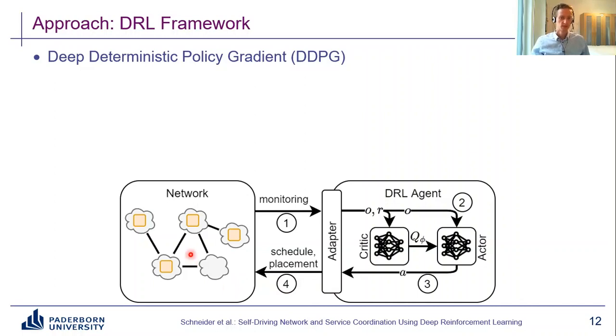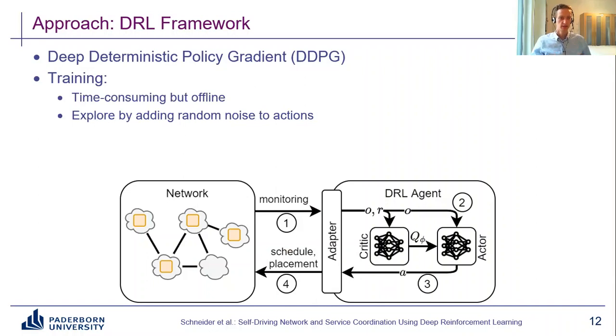Now, this cycle repeats, as I mentioned earlier, and during training, we repeat it a lot of times, so it's time consuming, but we do it upfront offline. And during training, we want to encourage exploration. So we want the agent to explore different actions and different scheduling and scaling and placement probabilities to find a good one. And to encourage that exploration, we add random noise to these actions.